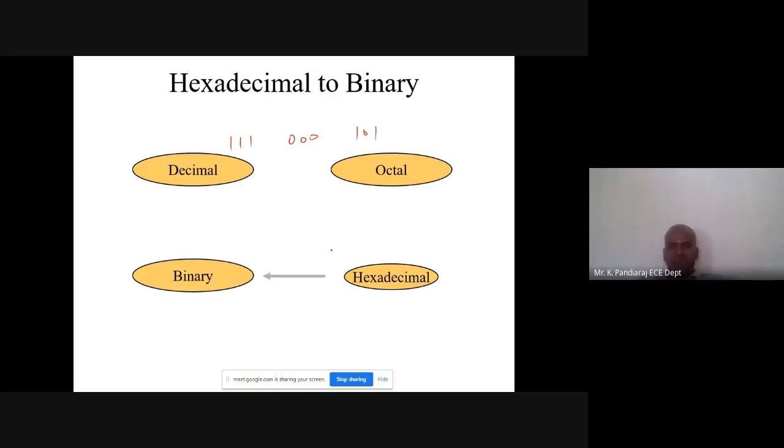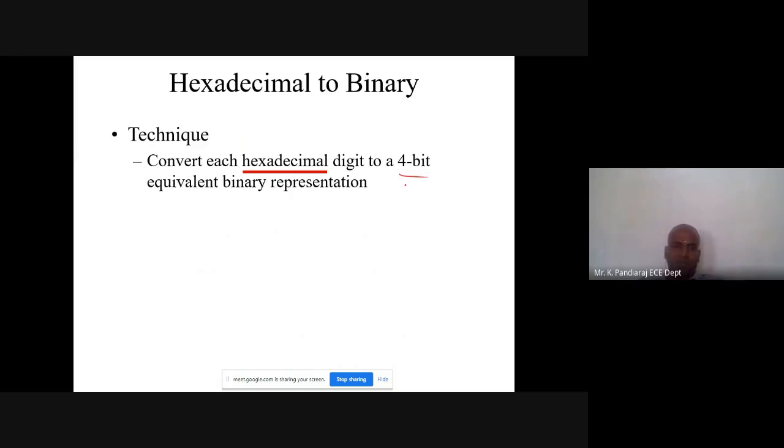Then hexadecimal to binary. In hexadecimal, the numbers are from 0 to 9, then A to F, and the F value is 15. So for 15, how to write? It is 2 power 0, 2 power 1, 2 power 2, and 2 power 3, that is 8 4 2 1. So 1111. So 4-bit representations are needed for representing 15 in binary format. So from 0 to F, we are going to write 4 bits. It is a 4-bit equivalent.